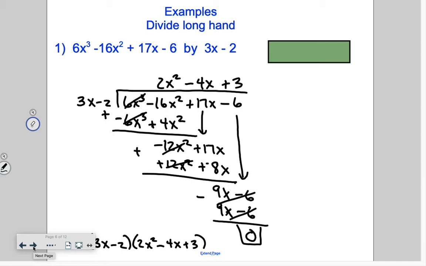Sure they do. 9x minus 6 and 9x minus 6. See, that's why we add the opposite. Negative 6, positive 6. You're subtracting a negative 6, so it's really adding 6. So it's multiplying by a negative. Yeah, basically. That's what I mean when I say add the opposite. You're multiplying the bottom one by negative 1.